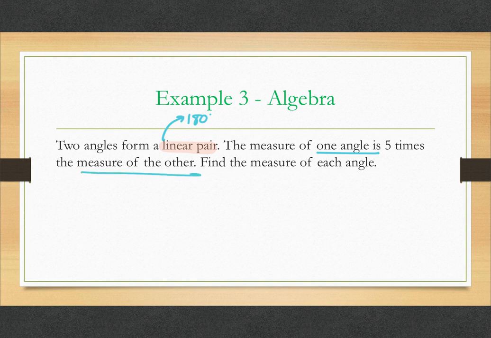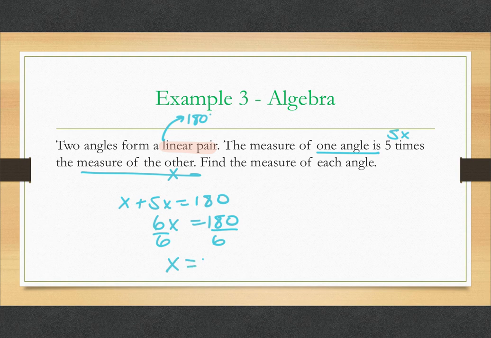So the other angle we know nothing about. We're going to make that x. And the measure of the other is 5 times that, so 5x. If these two together form a linear pair, then x plus 5x would equal 180. 6x would equal 180.